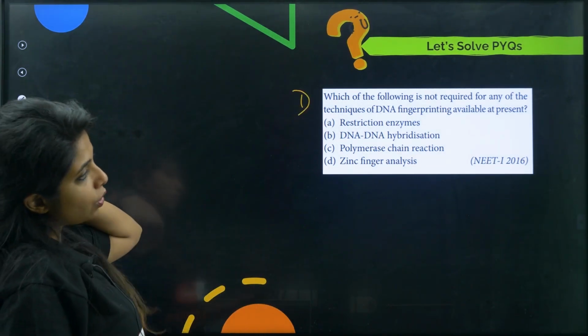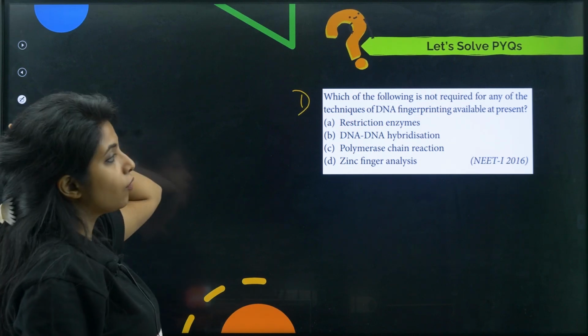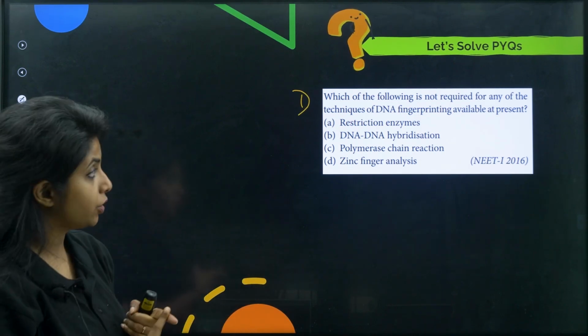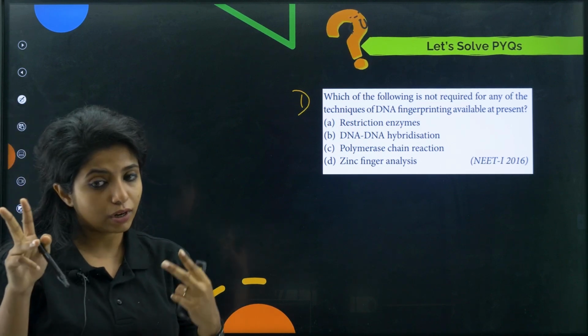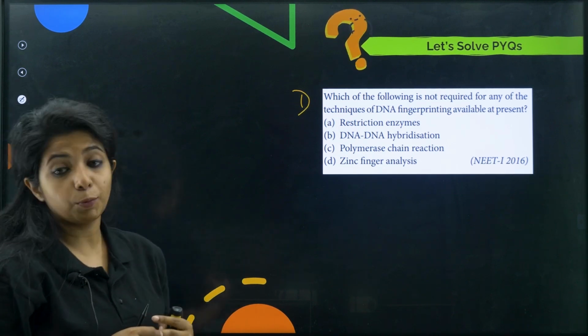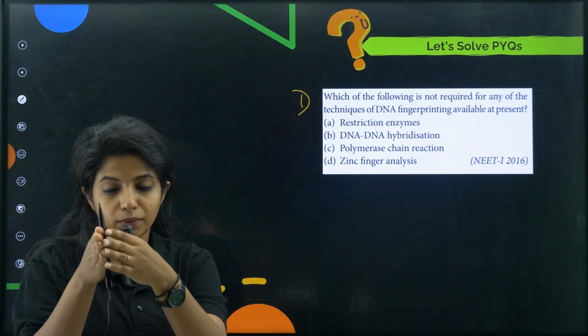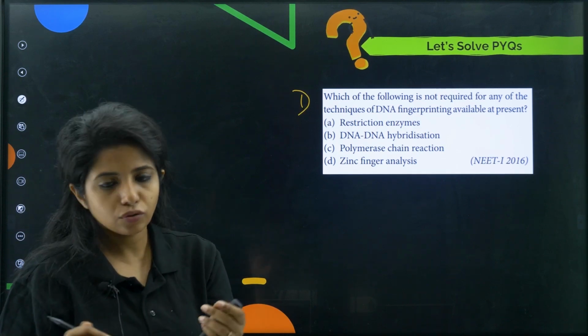Which of the following is not required for any of the techniques of DNA fingerprinting available at present? Restriction enzymes basically were used to cut, right? DNA hybridization, I see the complementary probe was there for obviously coming together with the other DNA strand, right? So it is also there.